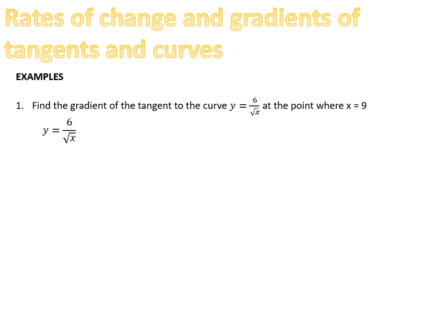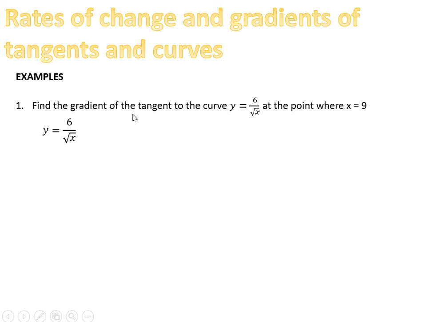So this is a slightly different one now. We're going to find the gradient of the tangent to the curve y equals 6 over root x at the point where x equals 9. This is our function here, and the problem this time is that it's not in differentiable form, so we need to change it into differentiable form. The root x becomes x to the power of a half, in which case when we move it to the top, it becomes minus a half. So 6x to the power of minus a half.